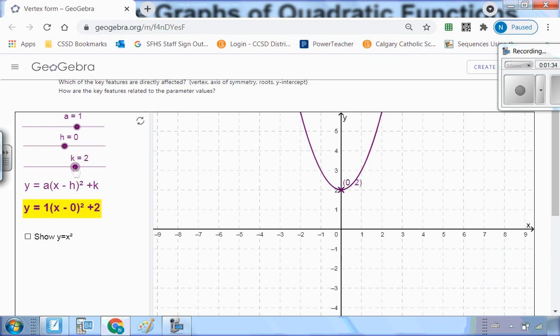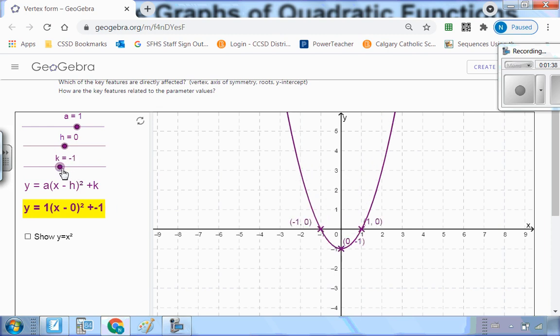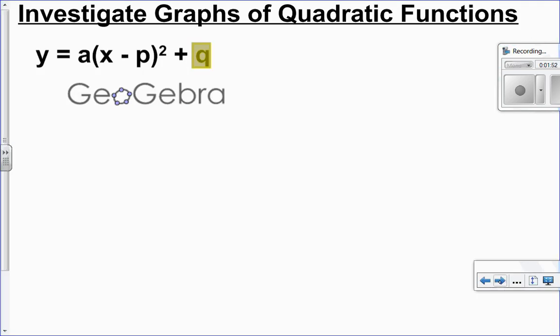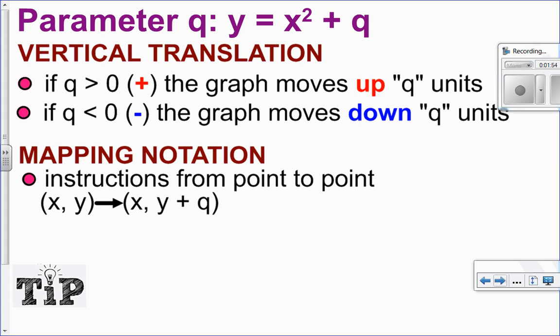Now, if a positive number goes up, a negative number probably goes down. Let's just double check. Yes, and it does go down. So it's like I'm picking the graph up and I'm moving it up Q units if it's positive, or I'm moving it down Q units if it's negative. So this is a vertical translation. So if Q is positive, we saw the graph moved up. If Q is negative, we see the graph moves down.